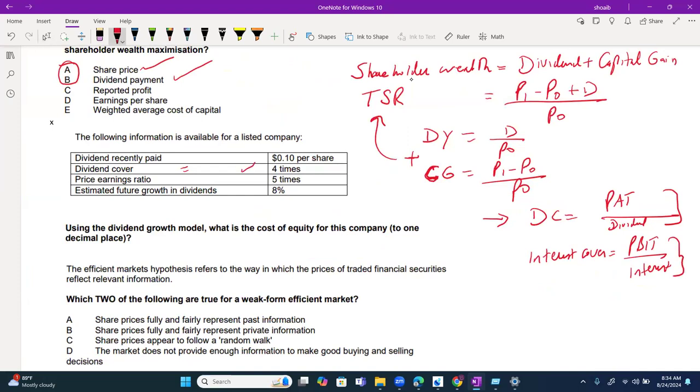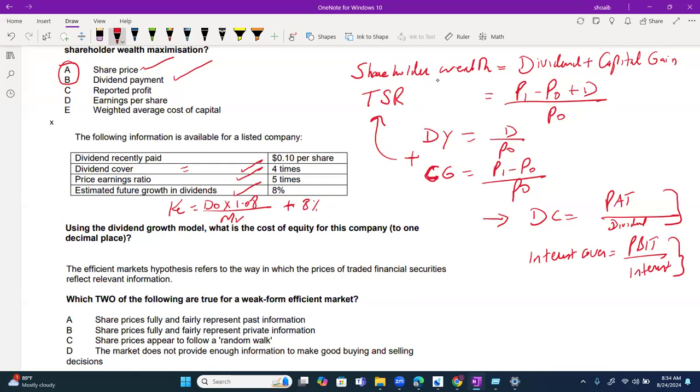Okay, dividend cover is given, P ratio is given, estimated future growth is given. What is the cost of equity? We know the cost of equity formula is D naught into 1 plus G divided by market value plus G. Okay. So what is missing? Dividend is missing. Market value is missing, but growth is given.